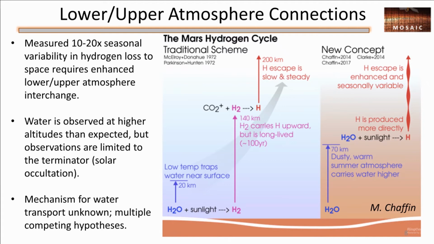And with multiple competing hypotheses for how the water is transported from the surface up through the atmosphere to high altitudes, and then how it escapes, we need to make simultaneous measurements of the lower atmosphere, thermosphere, and exosphere to understand this important process, which was a major driver of Mars climate evolution over time.